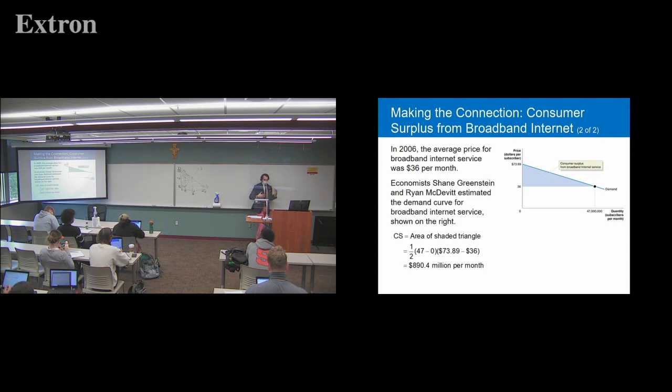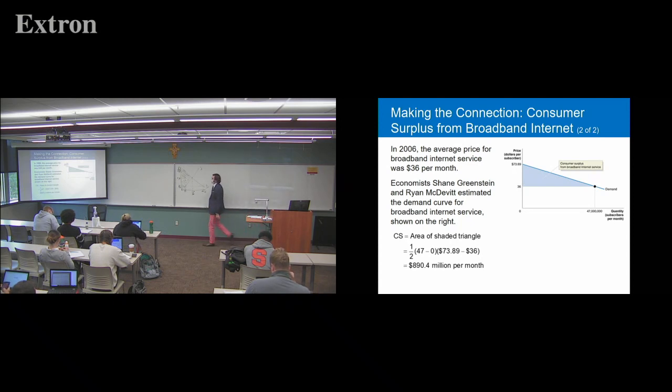every month, just from having internet in, I believe this was for the entire United States, 47 million, I don't know how many households there are. So yeah, we'll say for the entire United States, per month, the consumer surplus, so the extra value we got from the internet above what we paid for, was $890.4 million each month. So this is all the additional value that's being created that consumers get to enjoy without having to pay for it.